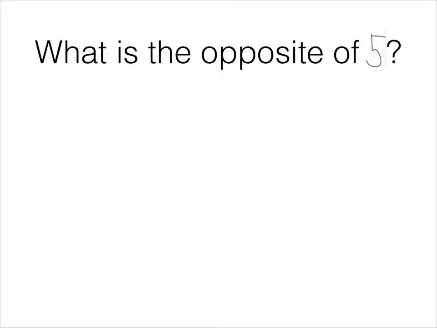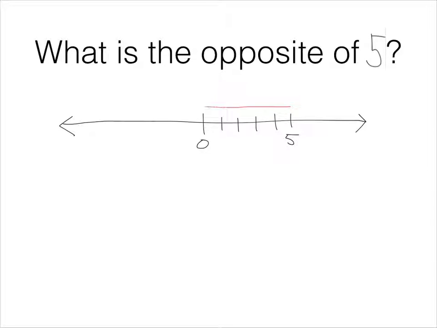What is the opposite of 5? Opposites, again, if we remember back to the first term, are numbers that are the same distance away from 0 but on opposite sides. So if I draw a quick number line, 1, 2, 3, 4, 5, so this is 5. I have gone 5 lengths away from 0, so I get the number 5.